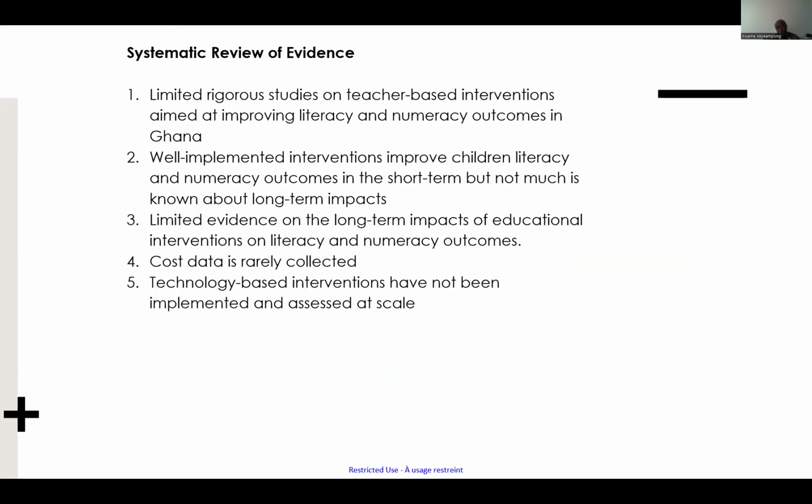Part of the process of setting up the evidence lab was also to do a systematic review. Here I will highlight a few things that came from the research done in Ghana in the past 20 years or so. We did a synthesis of that, and we saw that there are quite limited rigorous studies. There are several studies, but not many of them are very rigorous, which are aimed at improving literacy and numeracy outcomes in Ghana. The second point I want to highlight is that although we have well-implemented interventions to improve children's literacy and numeracy outcomes in the short term, the research has not looked at the long-term impact. So we don't know much of that.